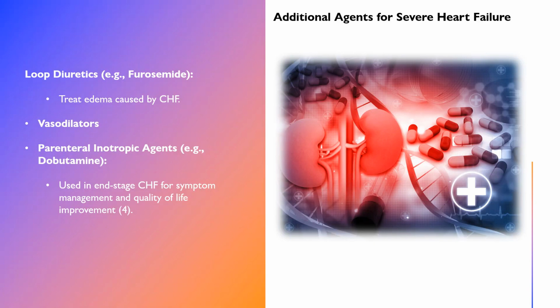When dealing with severe heart failure, more aggressive treatments may be necessary. Loop diuretics, like furosemide, are commonly used to treat edema caused by congestive heart failure. Vasodilators are another option to help manage severe conditions. Parenteral inotropic agents such as dobutamine can be used in end-stage heart failure to improve symptoms and quality of life. These require advanced planning and management, but offer a non-surgical option for patients as they transition through care stages.